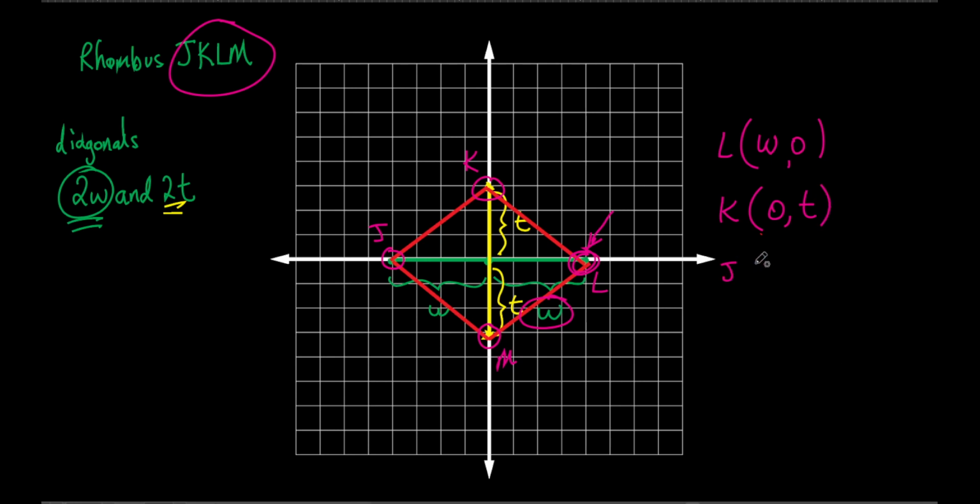What else do we have to find? J. Let's find J. How far did we go over here? Started here and we went what? Did I go W? I did go to the left, but what's my coordinate going to be though? You're right. It is W to the left, but what do I write here? Negative W. That's right. Everybody see it? And then how far up did I go? 0. And then M, this one down here, what's that? 0, negative T. Very good. And that is what they're asking for.